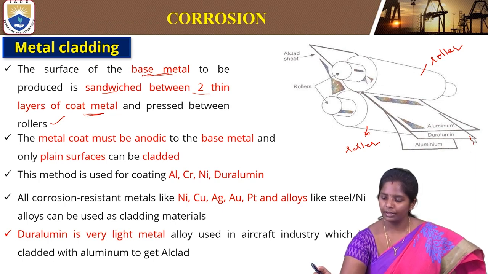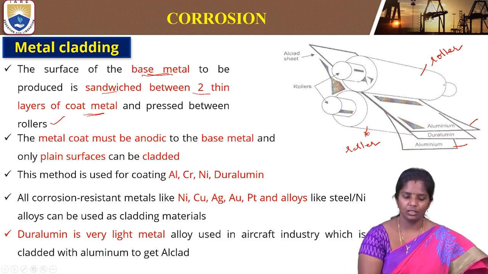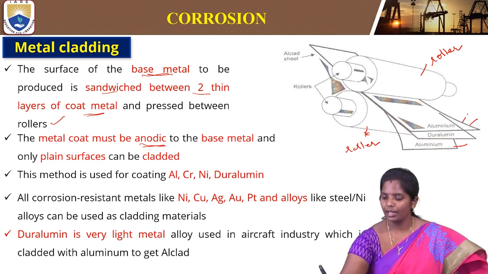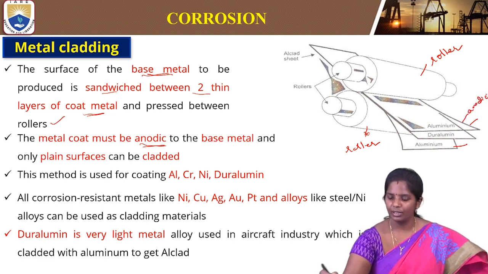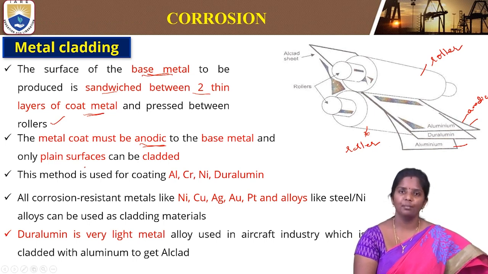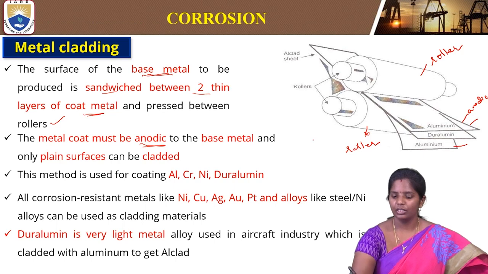So it is already written. Duraluminum is sandwiched between two other metals and pressed between rollers. The metal coat must be anodic to the base metal, and only plain surfaces can be cladded. For example, only sheets, like plain sheets, can be cladded using this method.